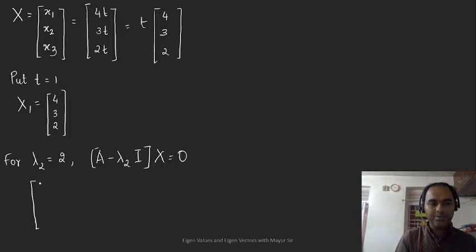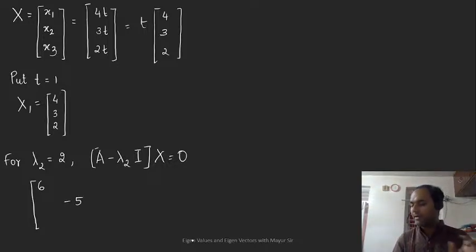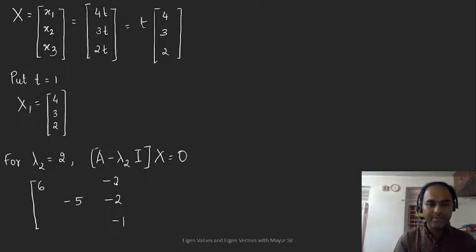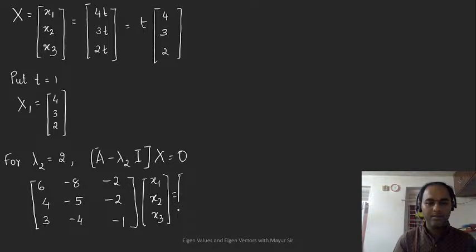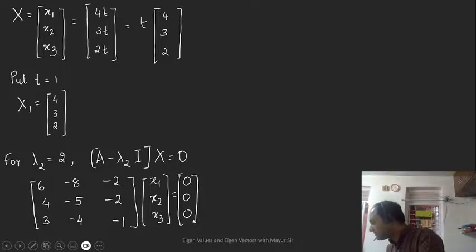here 8 minus 2 is 6. From the diagonal entry, subtract 2. So minus 3 minus 2 will give you minus 5. 1 minus 2 will give you minus 1. Okay, and then there is this minus 2, minus 8, 4 and 3 and minus 4. These entries will remain as they are, x1 x2 x3 equals 0 0 0.